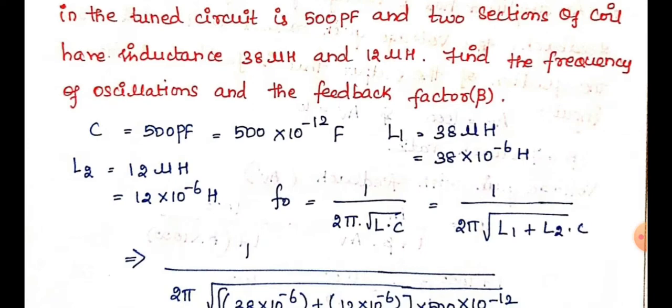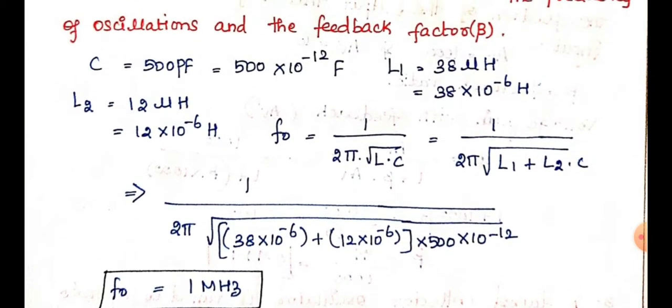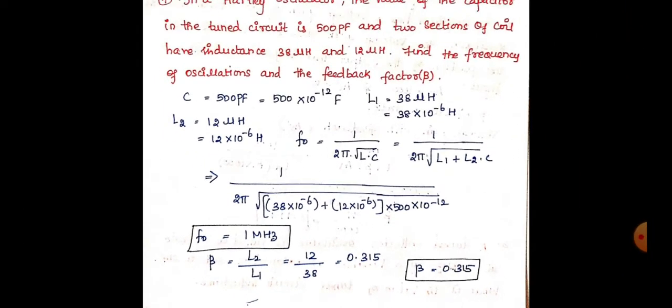Next you are going to find out the feedback factor beta. So beta is equal to L2 divided by L1. L2 is 12 into 10 to the power of minus 6 Henry. L1 is 38 into 10 to the power of minus 6 Henry. So divide. 12 divided by 38 is 0.315. So beta is the ratio, so you are not having any unit. So beta is equal to 0.315. So the frequency is found. Next the feedback factor beta.